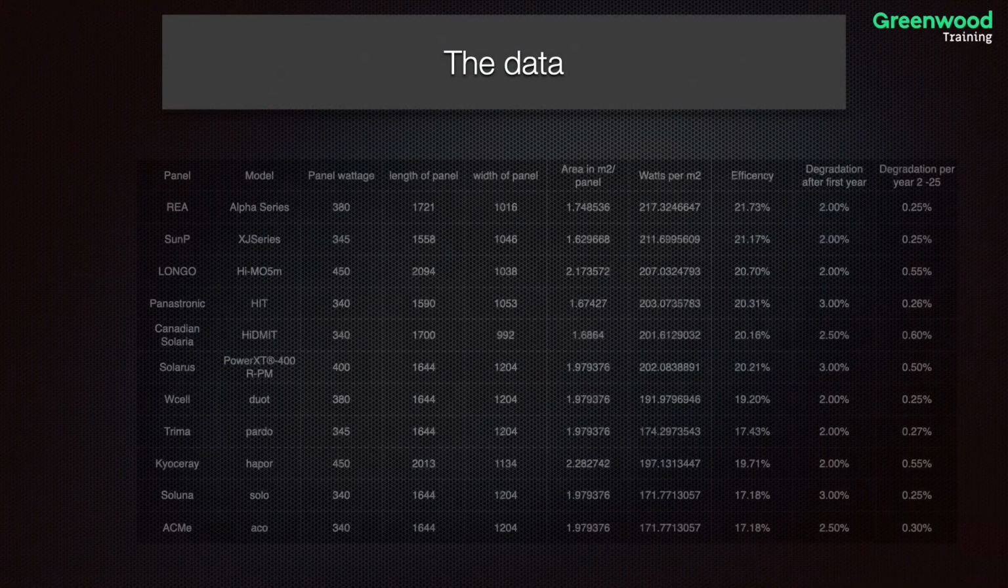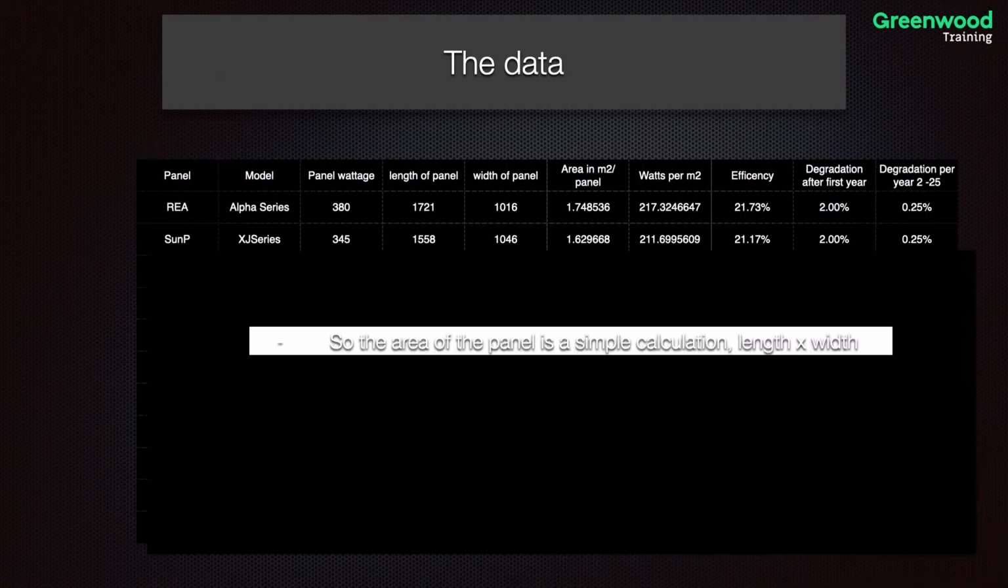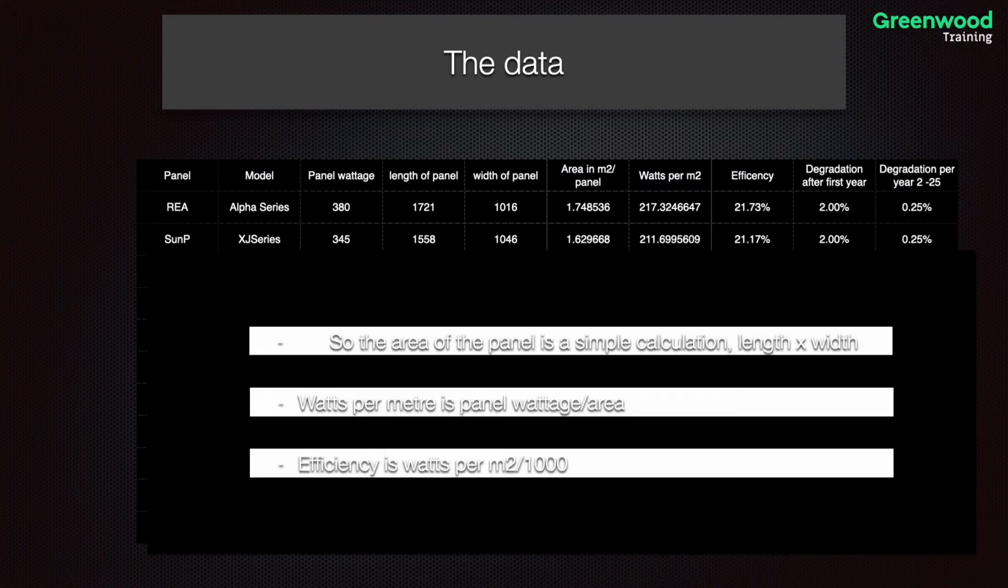So here we have a table with a range of cells and their various attributes. So to calculate the area of a panel, it's a simple calculation, length times width. Now, watts per metre is panel wattage divided by the area, and the efficiency is watts per metre squared divided by 1,000.